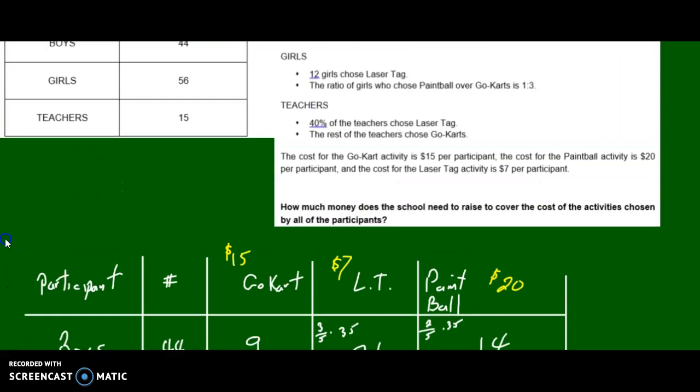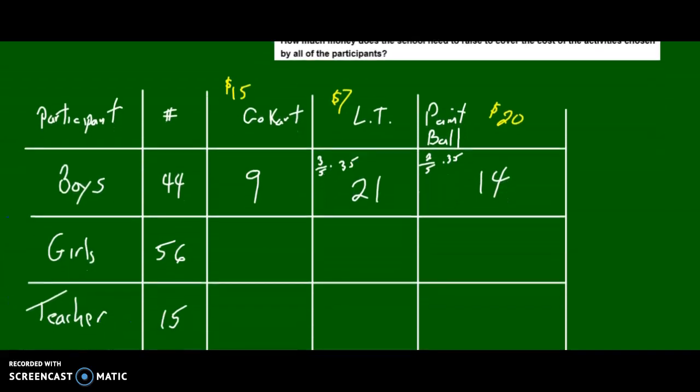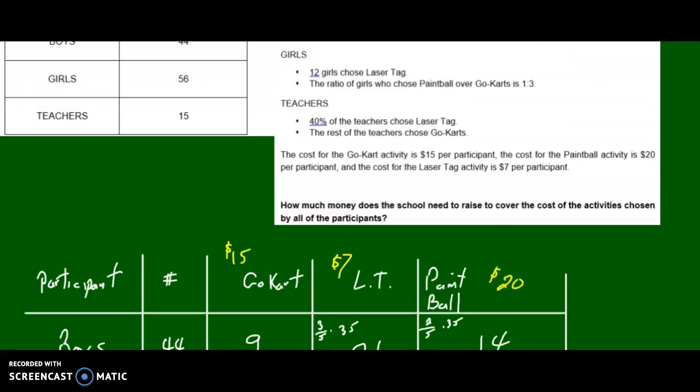So the girls, let's see what did they say about girls. 12 girls are doing laser tag. So I can put 12 here. Now 56 minus 12, that's 44. Am I right? Yeah, so 44 girls are left.